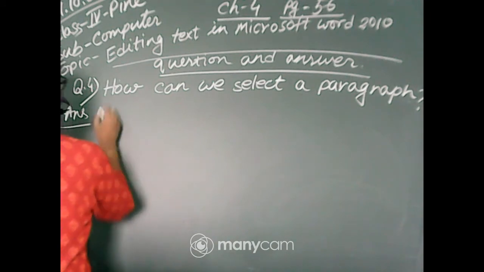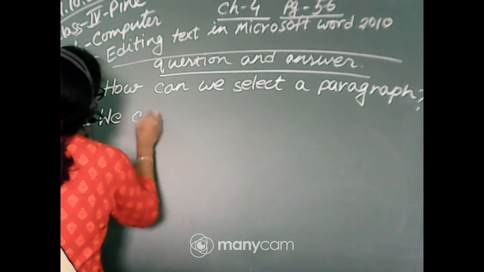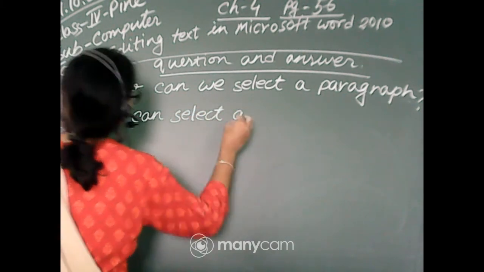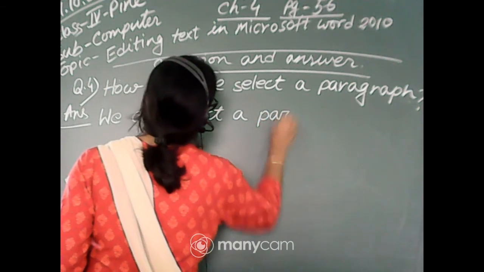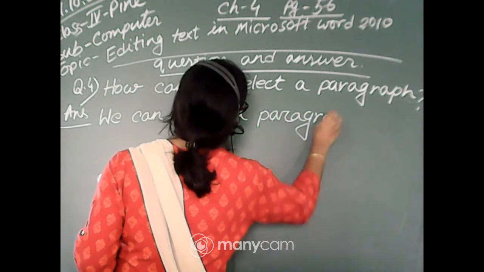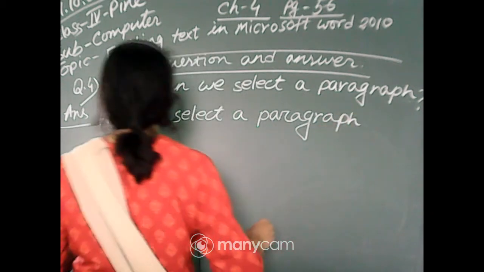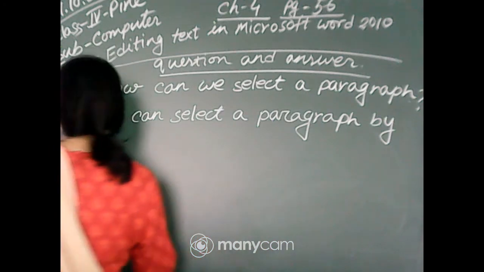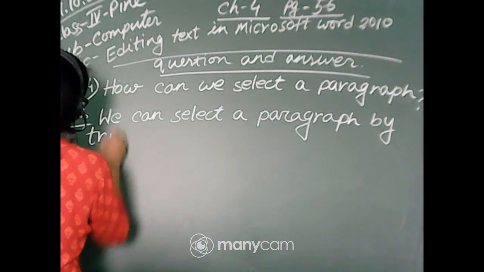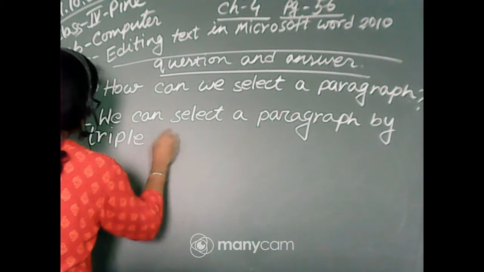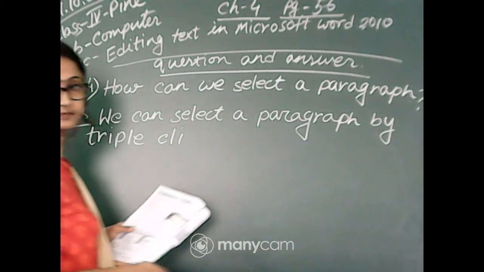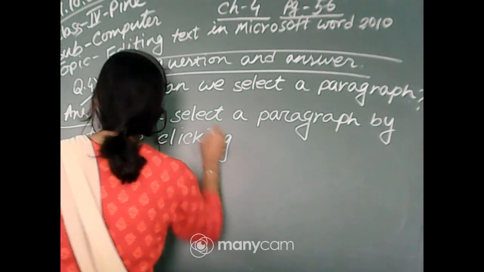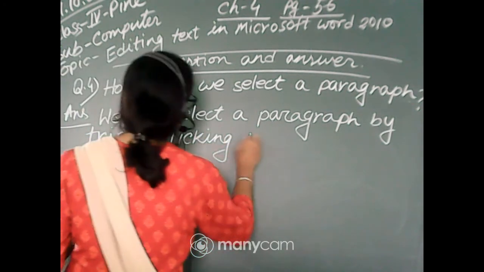We can select a paragraph by triple clicking the left mouse button.